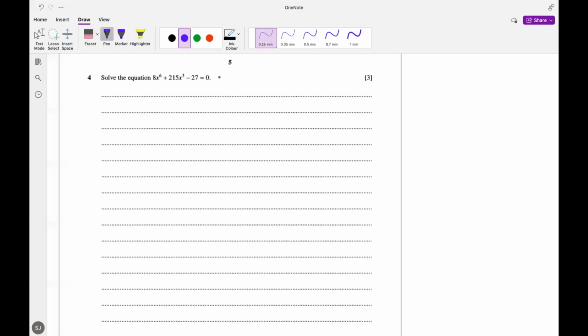In question 4, we have to solve the equation 8x power 6 plus 215x cube minus 27 equals 0. Now we can try and factorize this equation directly, or we can use a substitution. We can see that this is x cube and x to the power 6. So let's say in place of x cube we use y, which is equal to x cube. So x power 6 will be equal to y squared.